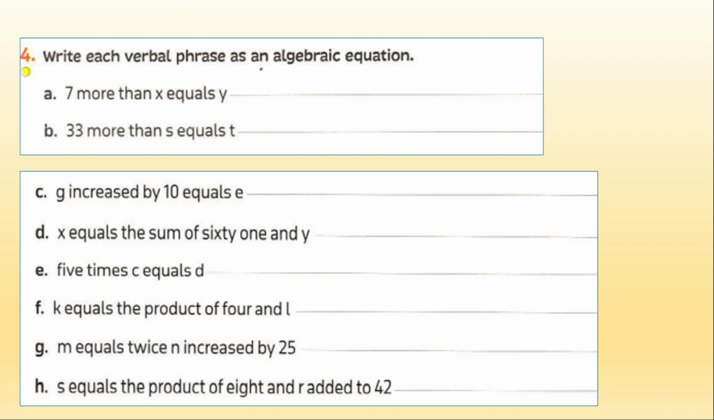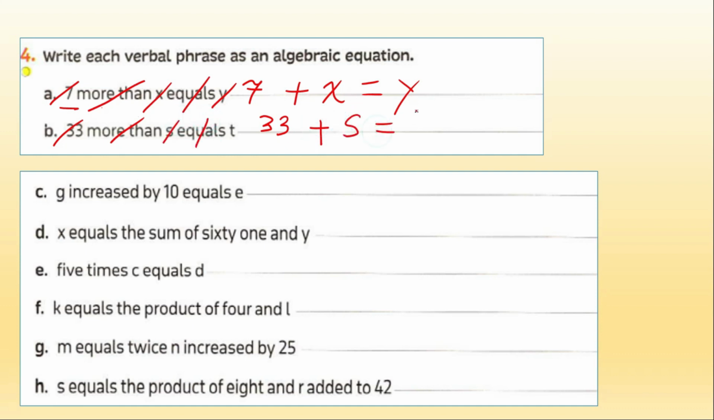Write each verbal phrase as an algebraic equation. تمام هنا عايزنا نكتب algebraic equation. طبعا احنا خلاص فهمنا الموضوع سهل جدا بنمشي step by step. 7 more than x equals y. 7 more than plus x equals y. تمام 33 more than s equals t. 33 step by step. 33 at the first more than s equals t.